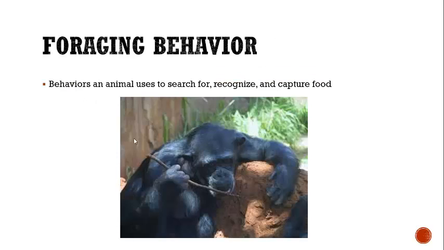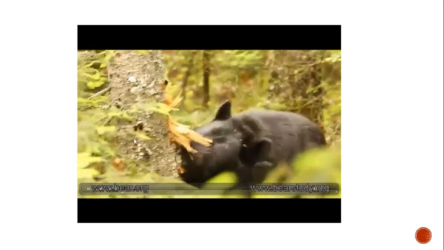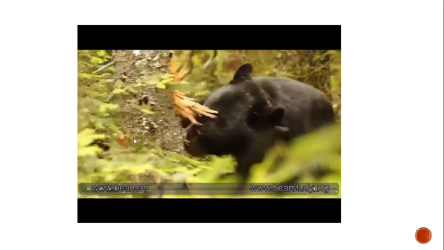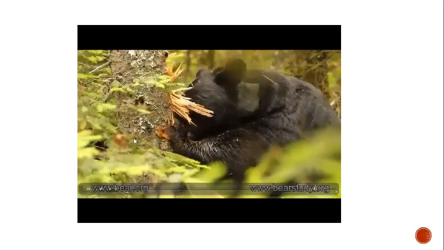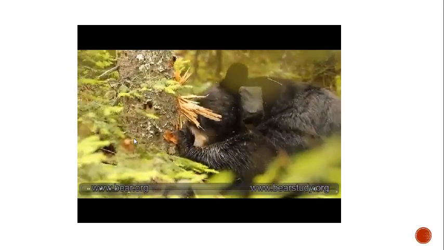Finally, our last behavior is going to be foraging behaviors. Foraging behaviors are behaviors that are used to search for, recognize, or capture food. Here we see a good foraging behavior being performed by a chimp. A chimp uses tools. In this case, it uses a twig to get termites out of a termite mound. Here's another video showing foraging behavior. This is a black bear, and it's getting, I think, ants or some type of insect out of this tree.